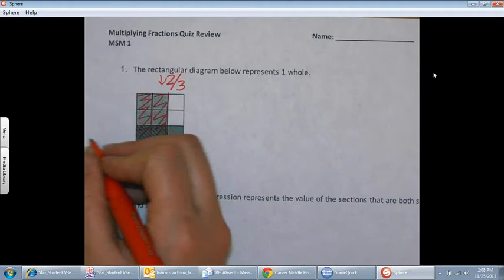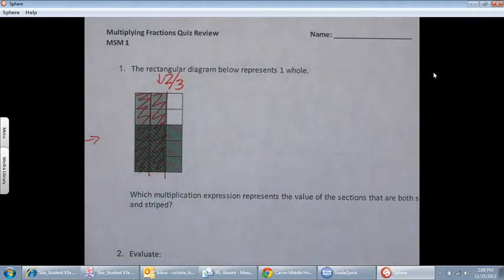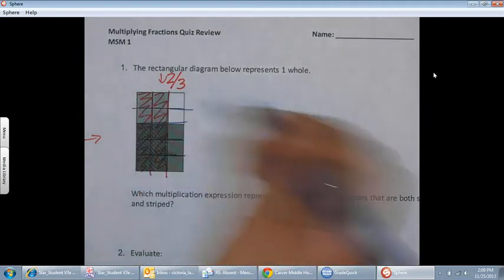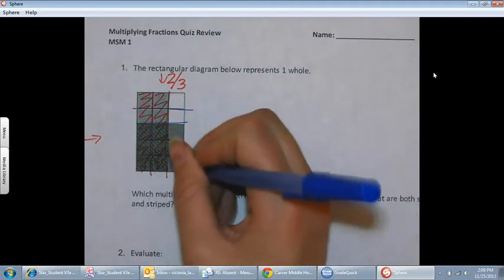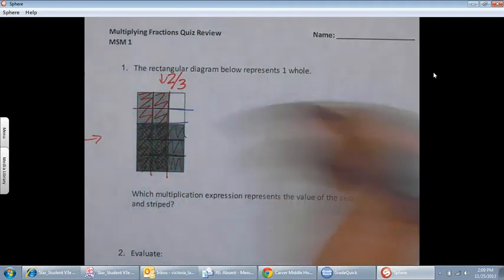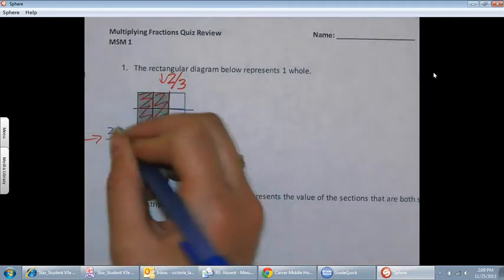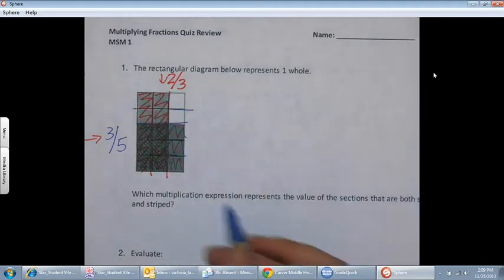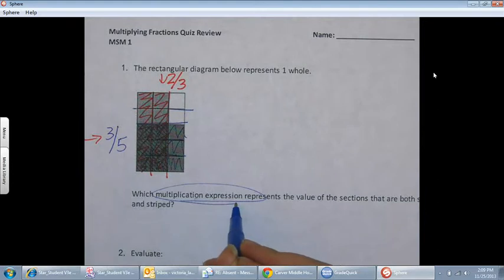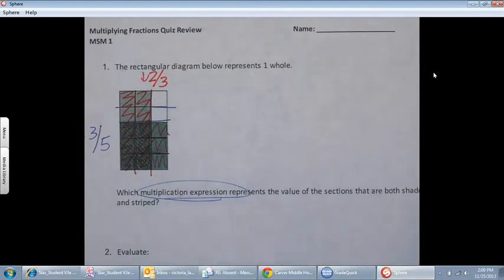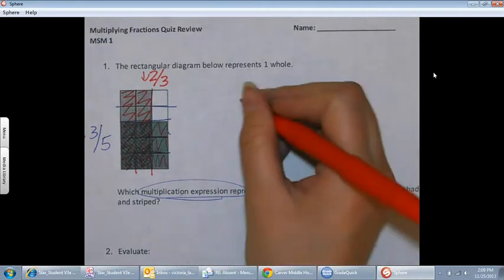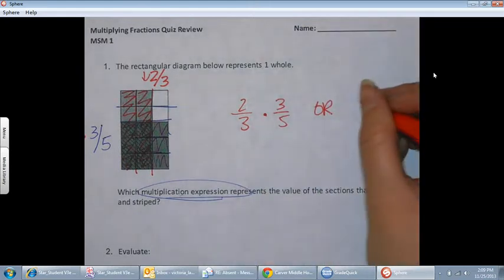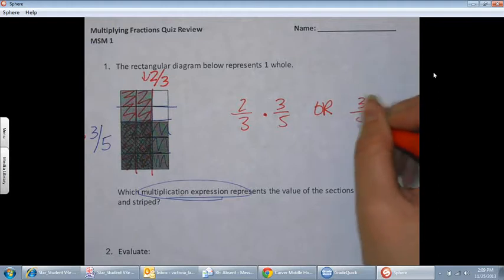And then I look at it from the side, and I see that there are 1, 2, 3, 4, 5 rows, and 1, 2, 3 are shaded across. So that's going to be 3 shaded out of 5 total. So, if they want to know which multiplication expression represents the value of the sections that are both shaded and striped, it's either going to be 2/3 times 3/5, or we know the commutative property, so let's just do 3/5 times 2/3.